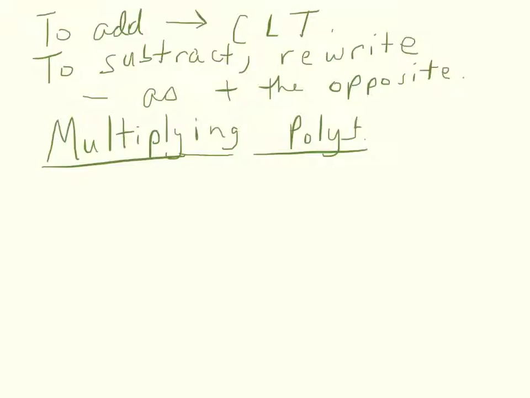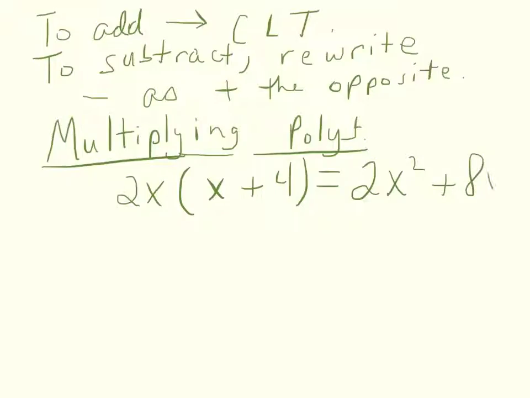And you might remember something like, if we have 2x, a monomial, times the polynomial x plus 4, we can use the distributive property, okay? And that'll give us 2x times x, 2x squared, and then 2x times positive 4, which is 8x.